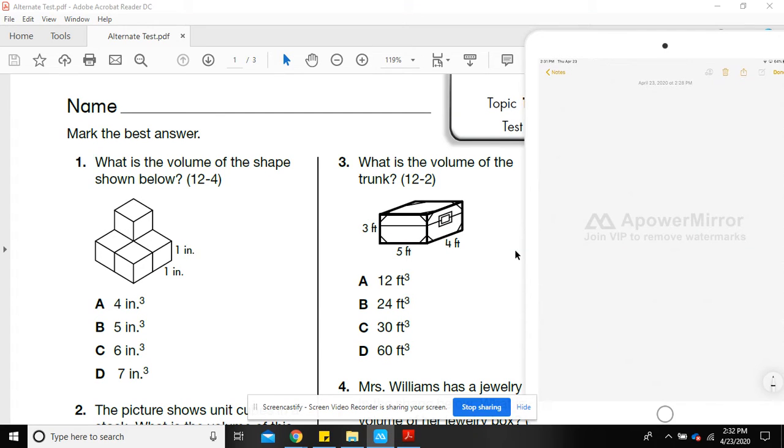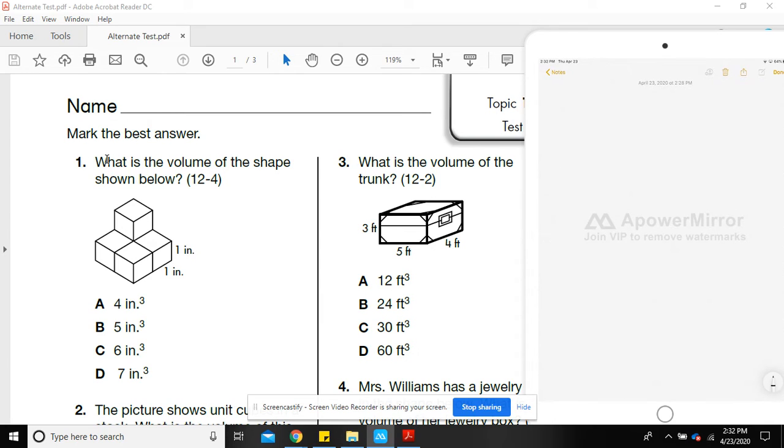I'm going to do a review for topic 12 for you guys. I know you kind of went through it a little fast, so I'm going to go through this test as a review for your test that you're taking on Friday. So let's look at number 1.